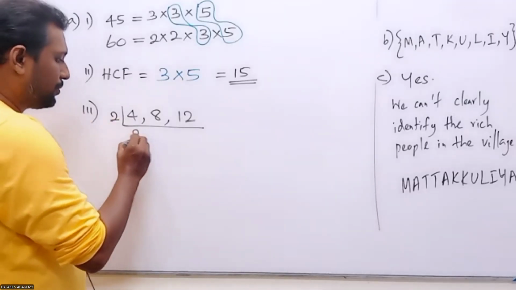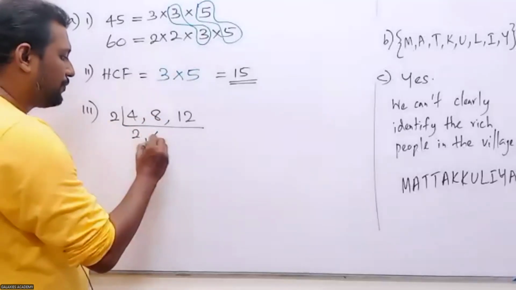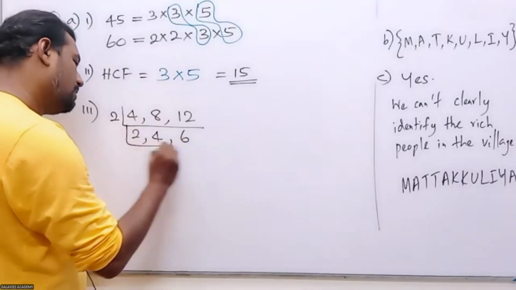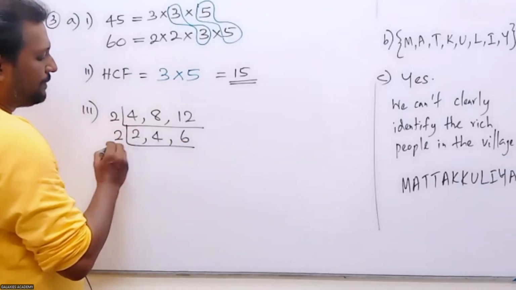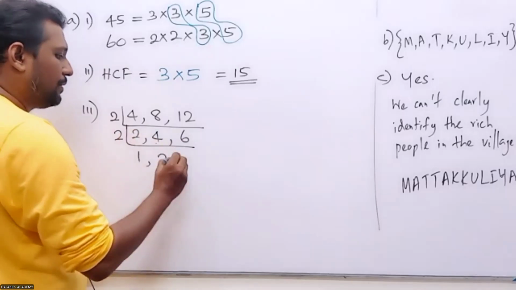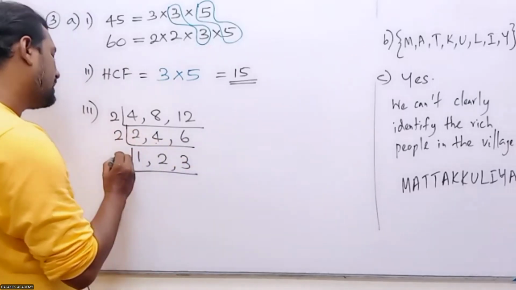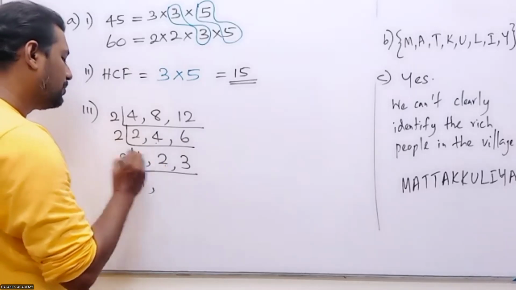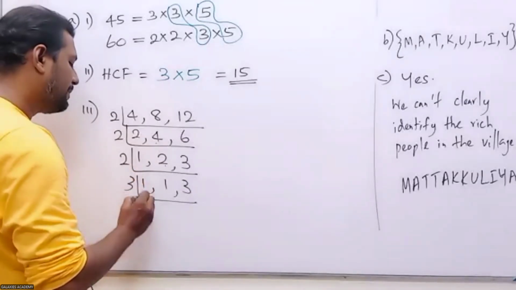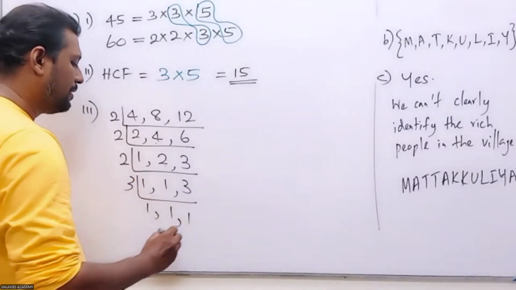4 divide 2, 2. 8 divide 2, 4. 12 divide 2, 6. Again, we can divide by 2. 2 divide 2, 1. 4 divide 2, 2. 6 divide 2, 3. Again, we can divide by 2. 2 divide 2, 1. 3 we can't divide. Now we can divide by 3, 1, 1, 1.